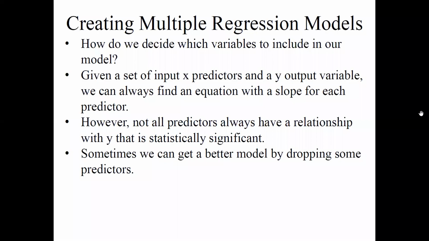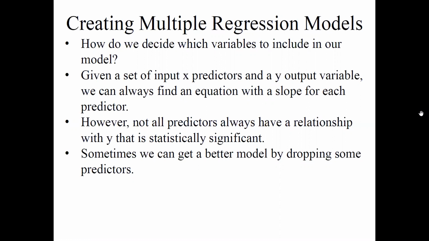We need to learn how to use multiple linear regression in order to create useful models with it. So when we do this, how do we decide how we choose which of our variables at hand to actually include in our model? Should we use all of them or some of them, or how does that work? So if we have a bunch of these input X predictors, and then we've got our Y that we want to predict.